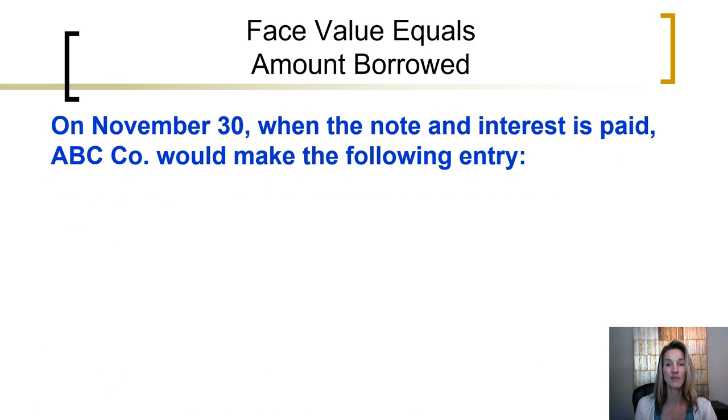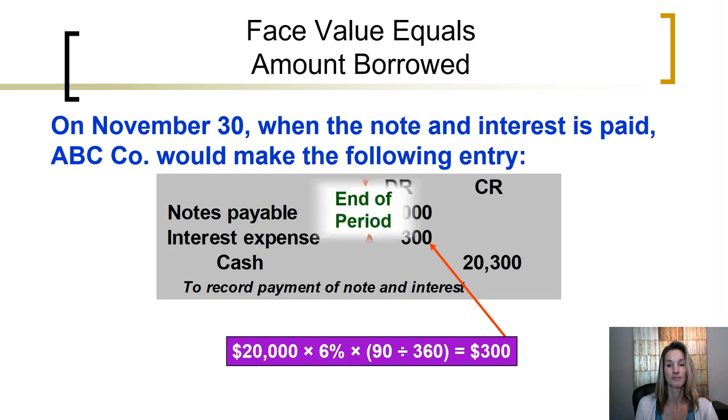On November 30th, when the note and interest is paid back to the bank, ABC would make the following entry. They would debit notes payable for $20,000, decreasing the liability because it is being paid off. They would credit cash for $20,000 plus an additional $300 in interest, which is the face amount of the note times the stated interest rate. Take that annual interest and multiply by the fraction of the year, 90 out of 360, or 3/12 of a year, $300. $300 is recorded as an interest expense.